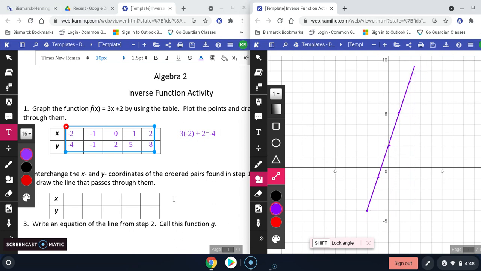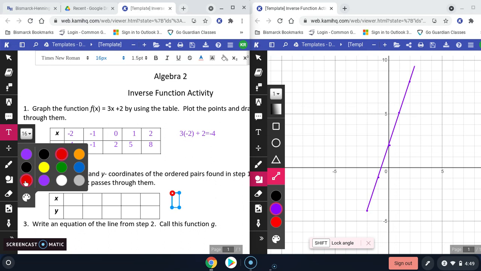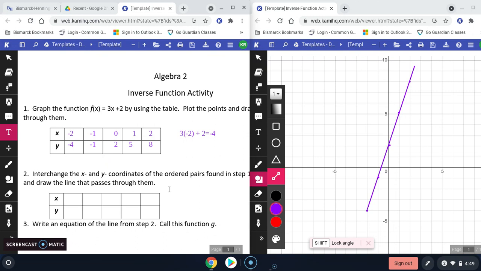Okay, good. Now, number 2, we're going to do the same thing, except you'll notice it says interchange the x and y coordinates of the ordered pairs found in step 1, plot the points, and draw the line that passes through them. So up here in step 1, we have the ordered pair -2, -4. Well, we're going to swap that. We're going to go -4, and then your y value is going to be -2.